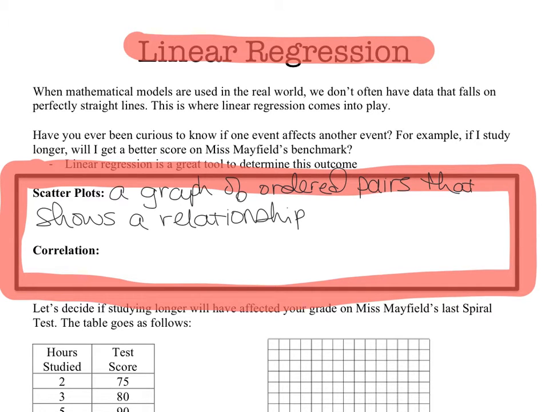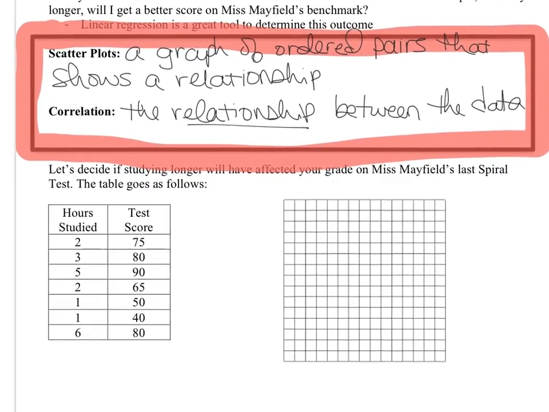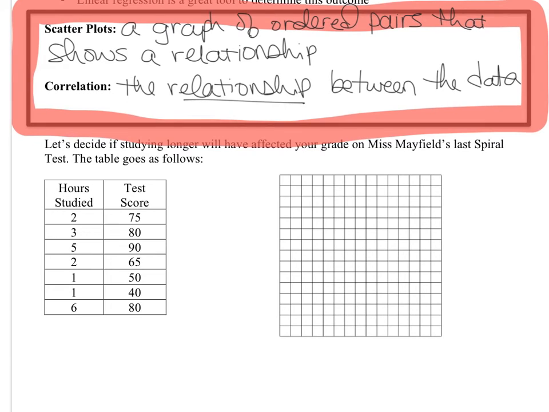And the last word which you heard me just mention was the word correlation. Correlation is the relationship between the data. So correlation is just a fancy word for relationship. So if I'm analyzing data, I want to be able to determine a scatter plot and a correlation. So let's look at this.